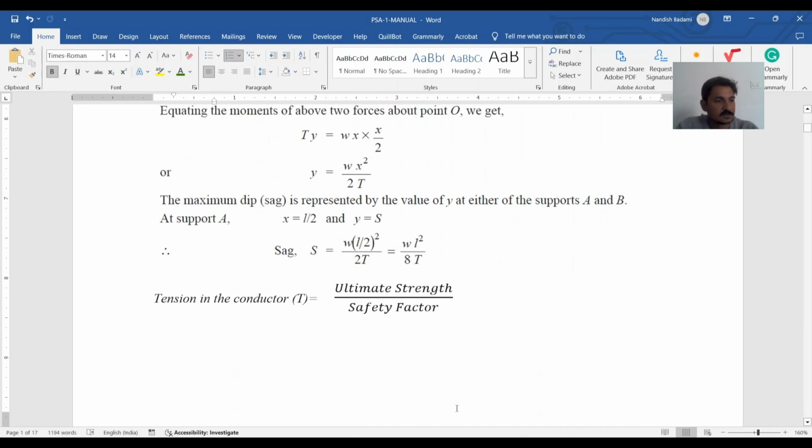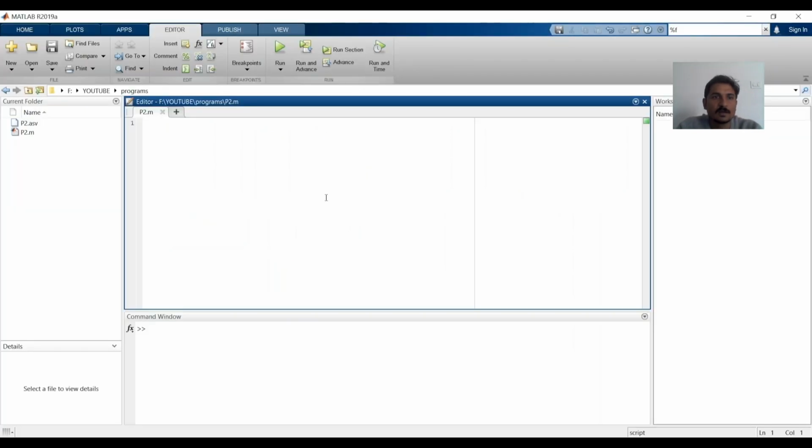Let us start writing the program in the MATLAB environment, where we start the program with CLC, which clears the console, and clear all, which removes the items from the workspace and frees up space in the memory of the system. Now let us start with the inputs.